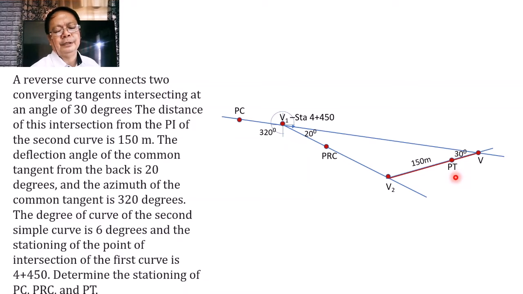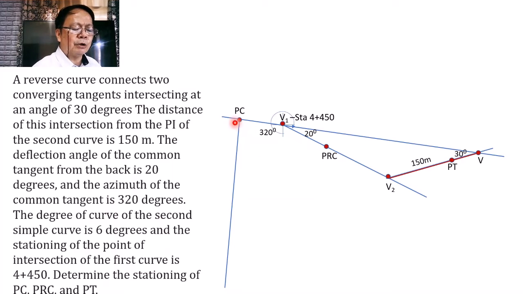Ayun. Diba? And in order for us to draw our curvature, let us try to draw a line perpendicular to our PC. So here's our line. Similarly, we draw a line perpendicular to the line B1, B2 passing through PRC.